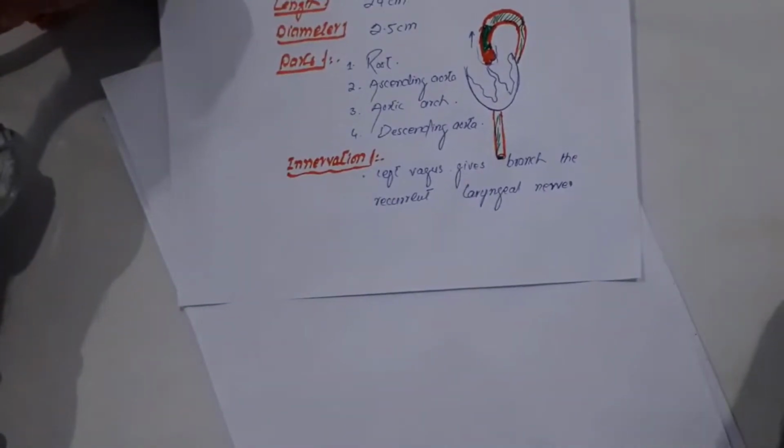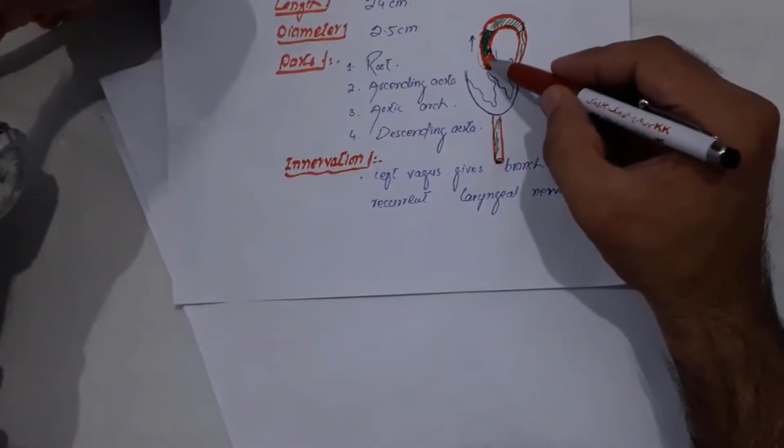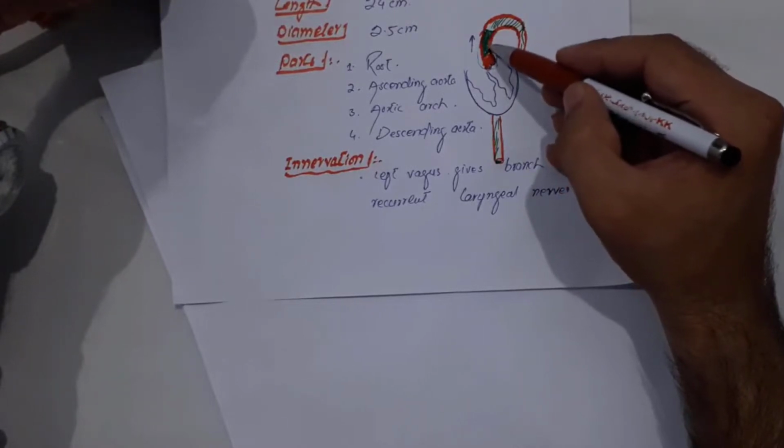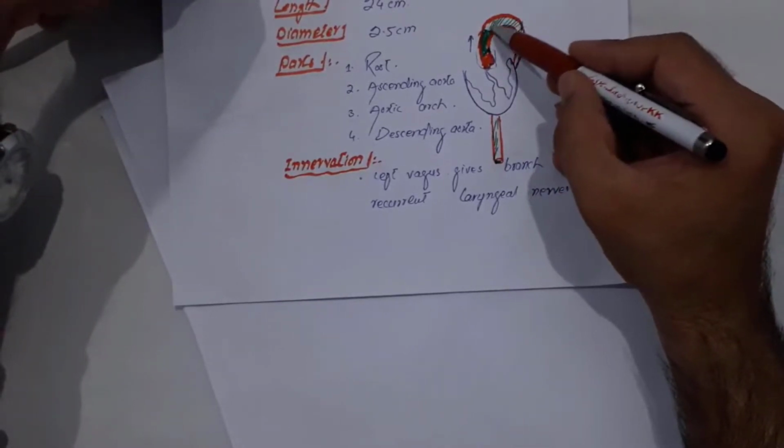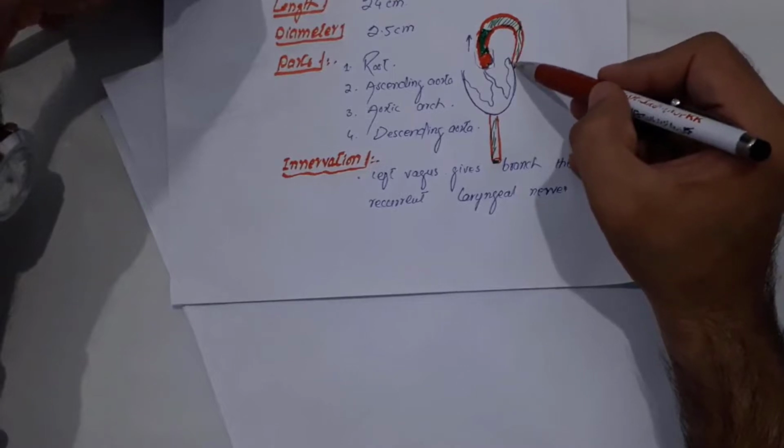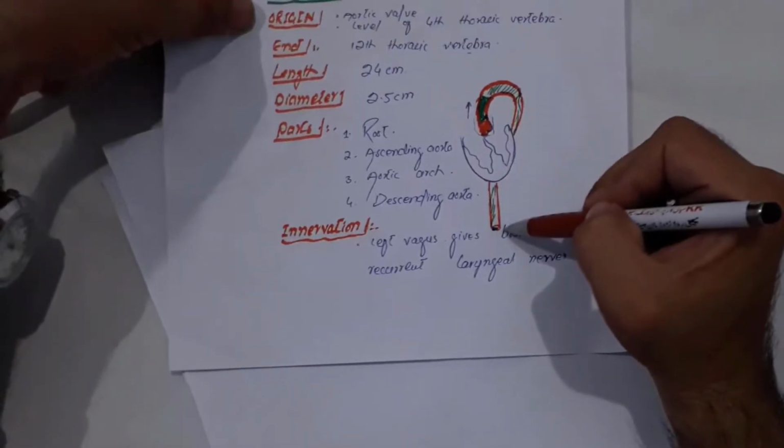So thoracic aorta, as you know, has about four important parts. In the previous lecture we discussed that it has four important parts. The first part is the root of the aorta. The second part is the ascending aorta. The third part is the aortic arch, and the fourth part is the descending aorta.